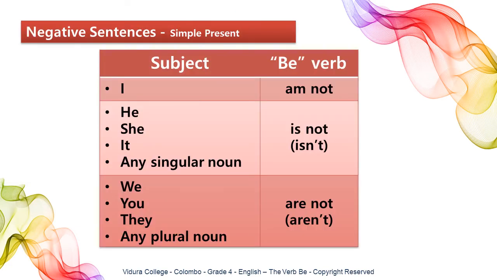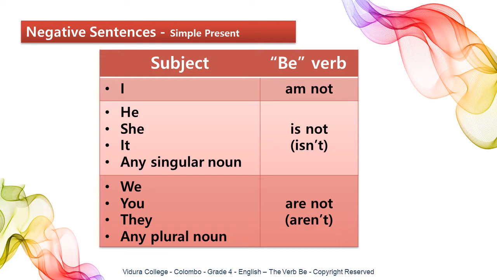My dear children, let's see how we can make negative sentences. Here I have given you a table with 2 columns. The first column is to write the subject. The second column is for the be verb. For the subject like I, we use the be verb am. To make it negative, we have to add not just after the be verb. So it's going to be am not.